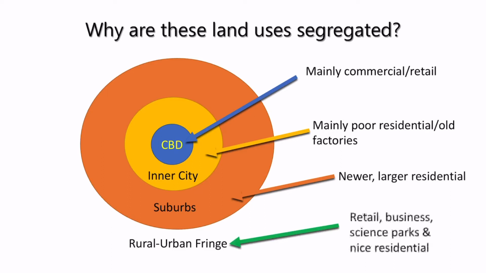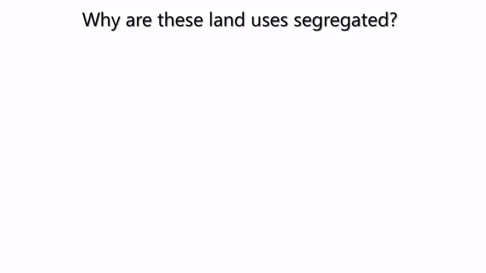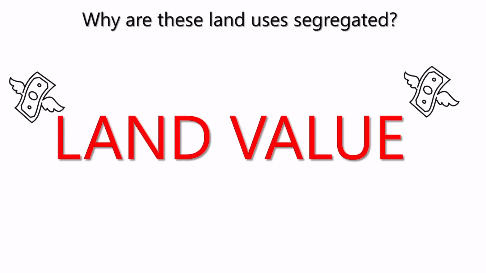So there are obviously reasons why they have completely different land uses in different parts of the city. And we're going to look at the reasons why they are so segregated, so separate. One of the major reasons why you often get completely separate land uses is because of land value. That means the cost of the land.